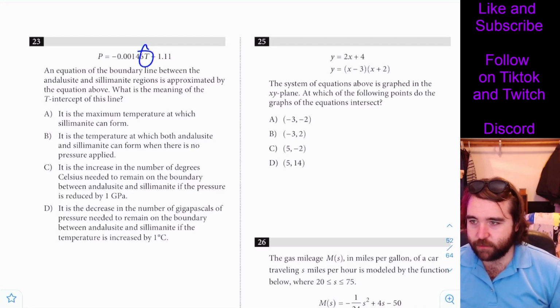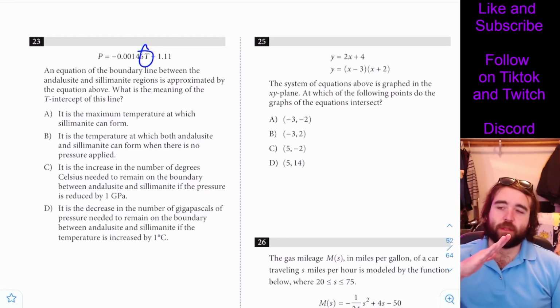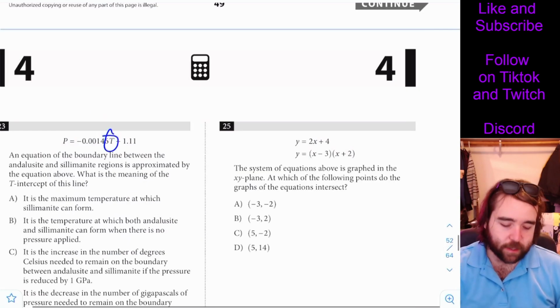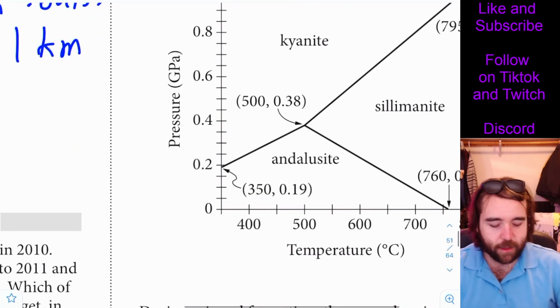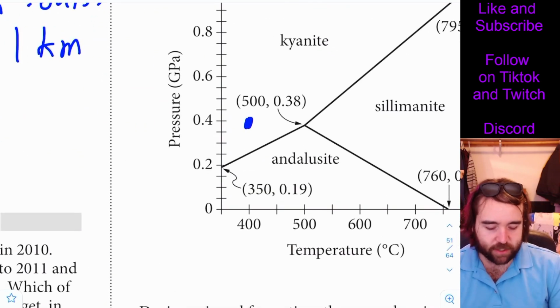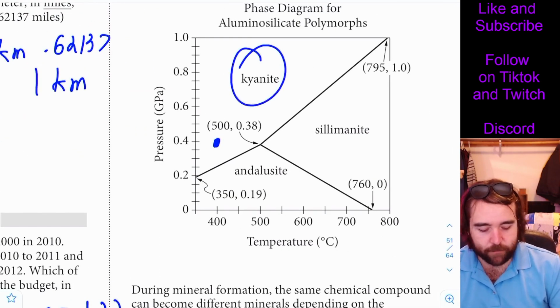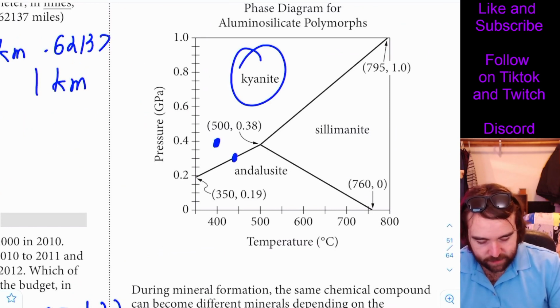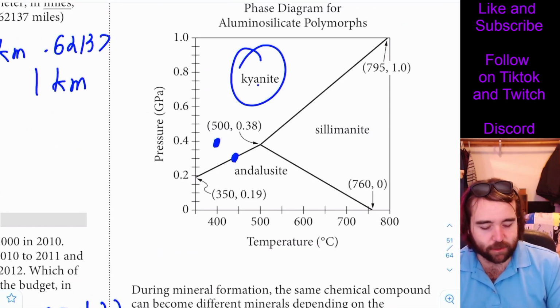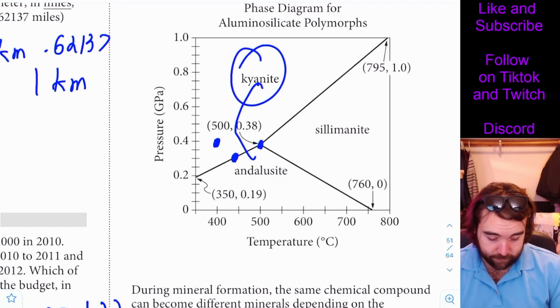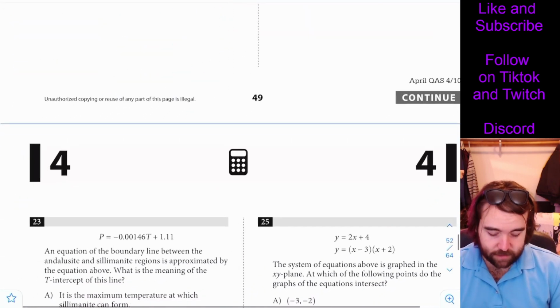So let's read these through. I don't like the maximum temperature idea. I like the idea of B, talking about when there's no pressure applied. And that's like the boundary line, right? That's what the whole thing is when you talk about phase diagrams: if your temperature and pressure is there, you're going to get the kyanite. If your temperature and pressure is here, you're going to get probably an even mixture between kyanite and andalusite. If you're right in the middle, you're going to get all of them. So I think this is the idea.